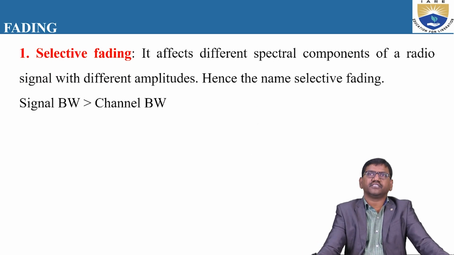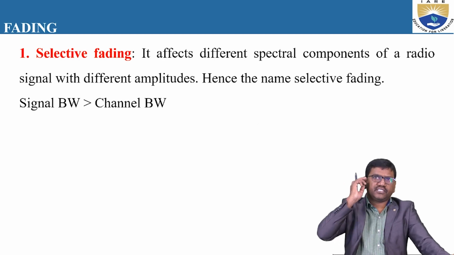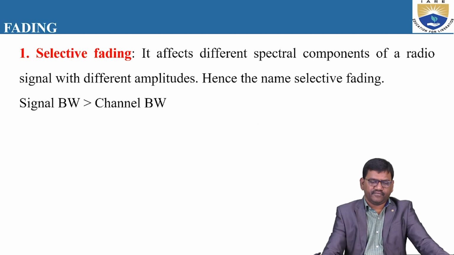Selective fading affects the different spectral components of the radio signal with different amplitudes, hence the name selective fading. Selective fading is important in the case of amplitude modulation. Selective fading occurs when the signal bandwidth is greater than the channel bandwidth.